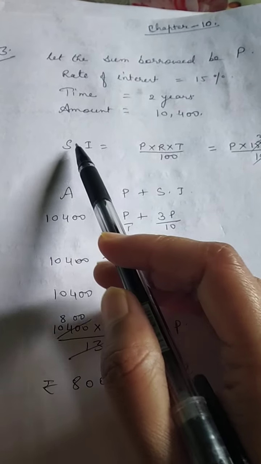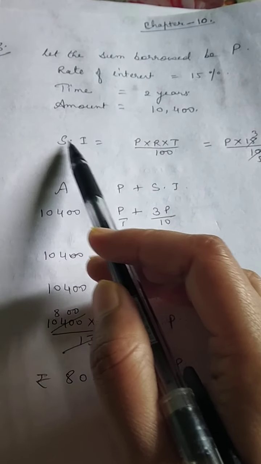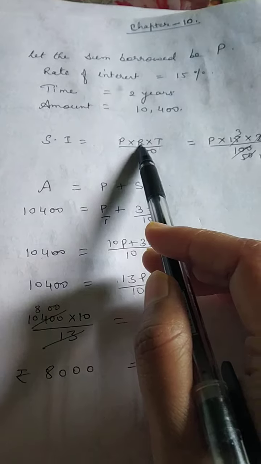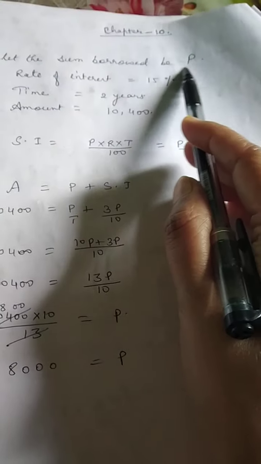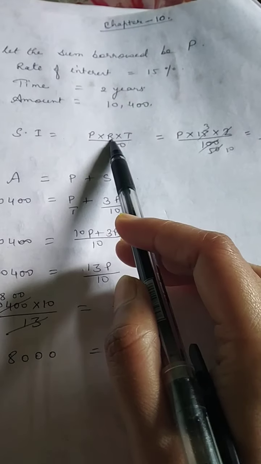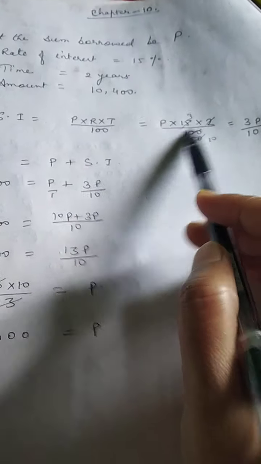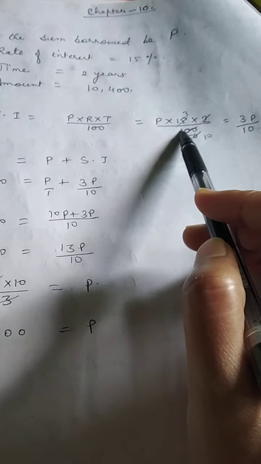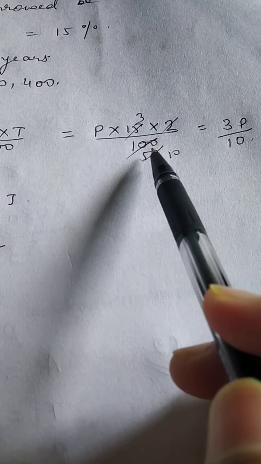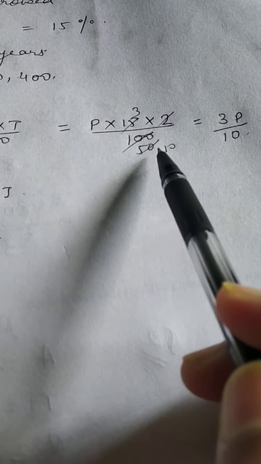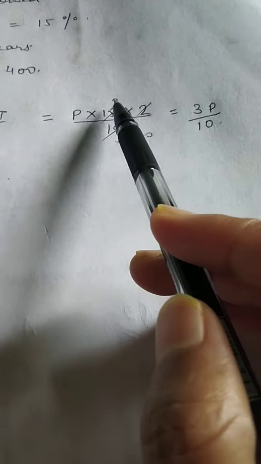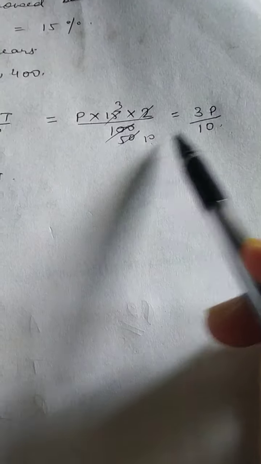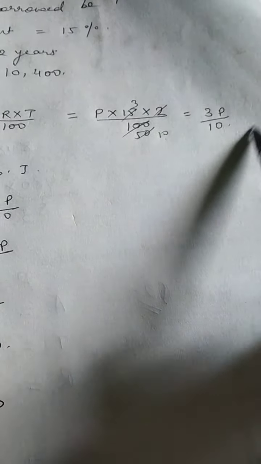Next, first of all we will find out the simple interest. Simple interest is equal to P into R into T by 100. P we don't know, so let it be P only, into R, the rate 15%, into time, 2 years, by 100. Let us just cancel it. 2 5s are 10, 2 3s are 15, and 3 and 10 is here, so 3P by 10. Okay, we have got the simple interest. This is in the form of P.